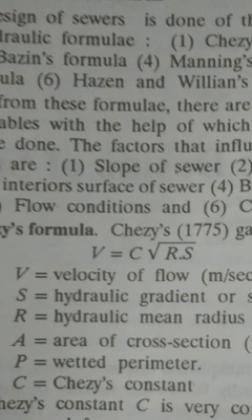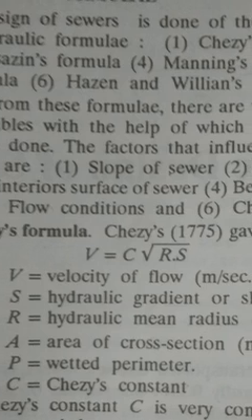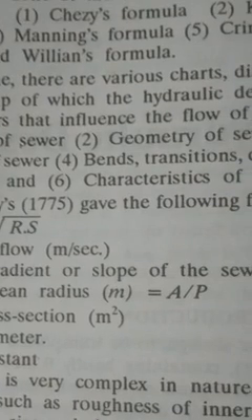Hydraulic mean radius, or you can take it as mean hydraulic radius, is referred to as R is equal to A divided by P. So A is the area, you can see the formula here. R is equal to A divided by P, where A is the area and P is the perimeter.